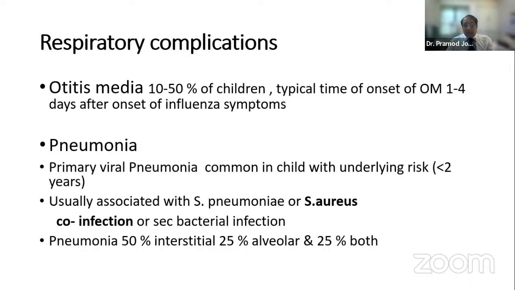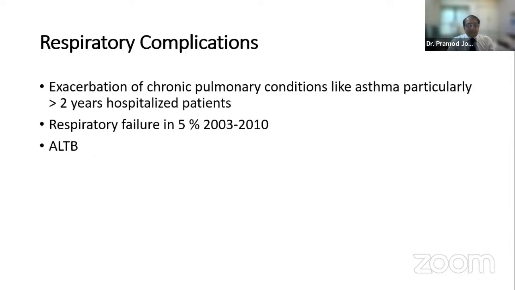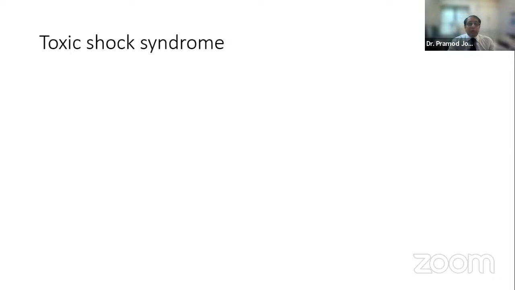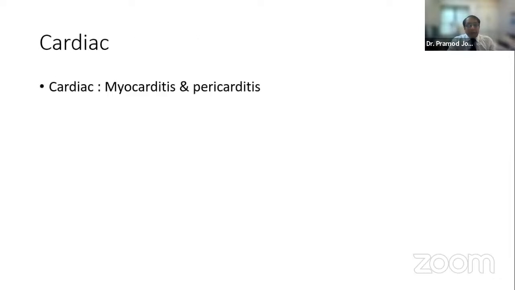Okay. Pneumonia. Now, primary viral pneumonia is common in children with underlying risk, particularly under the age of 2 years, those who have heart disease or some other respiratory problem. And it's usually with Streptococcus pneumoniae or Staphylococcus aureus infection. Remember that. And exacerbation of chronic pulmonary conditions like asthma, particularly beyond 2 years in the hospitalized patients. And respiratory failure occurs in 5% of these cases. And some children also show acute laryngotracheobronchitis. Some children have toxic shock syndrome, and then myocarditis and pericarditis as some of the cardiac complications.